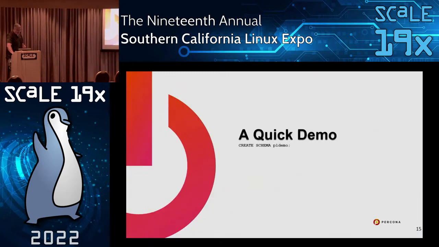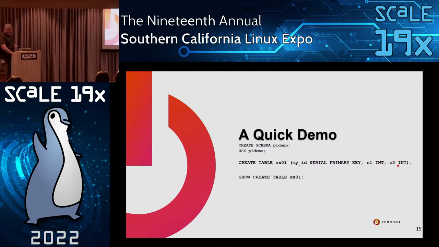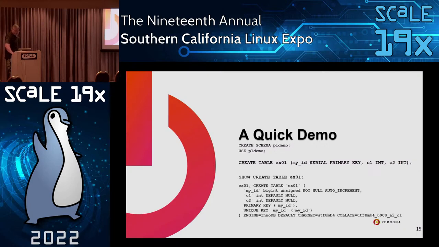So here's a quick demo. We're going to create a schema called PL demo. We're going to use that demo. We're going to create a table, and that table is called EX1. It has 3 columns in it, one called MyID. It's a type serial primary key. Second column is C1, third column is called C2, and they're both integers. Now if we do a show create table on this, this might be hard to read in the back.